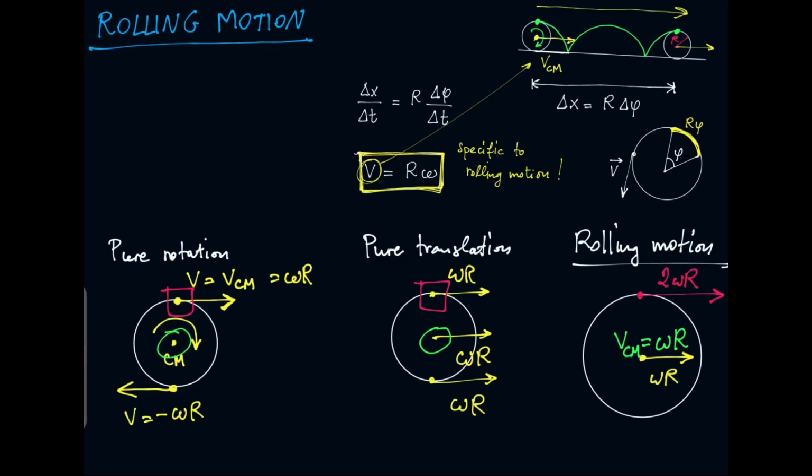And what about the point at the bottom? It's the velocity due to rotation, which is negative omega r, plus the velocity due to translation, which is plus omega r, and this is motionless.